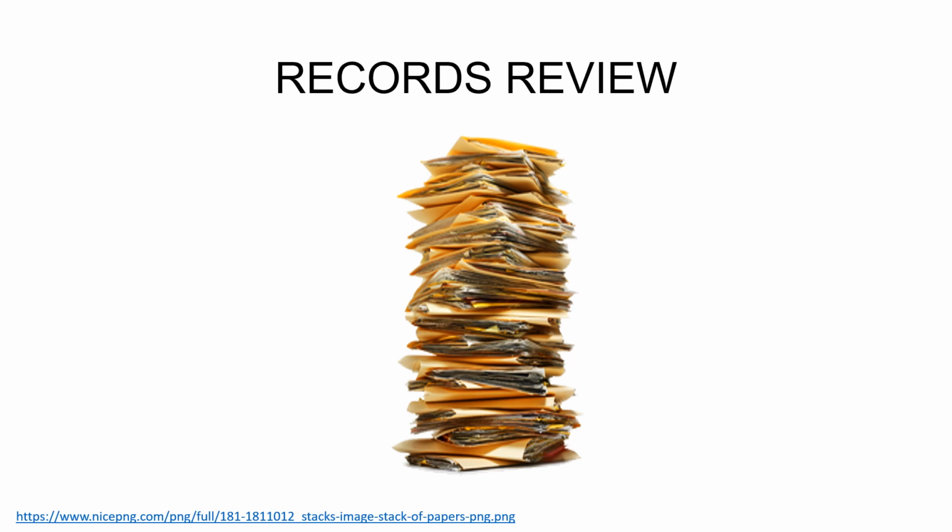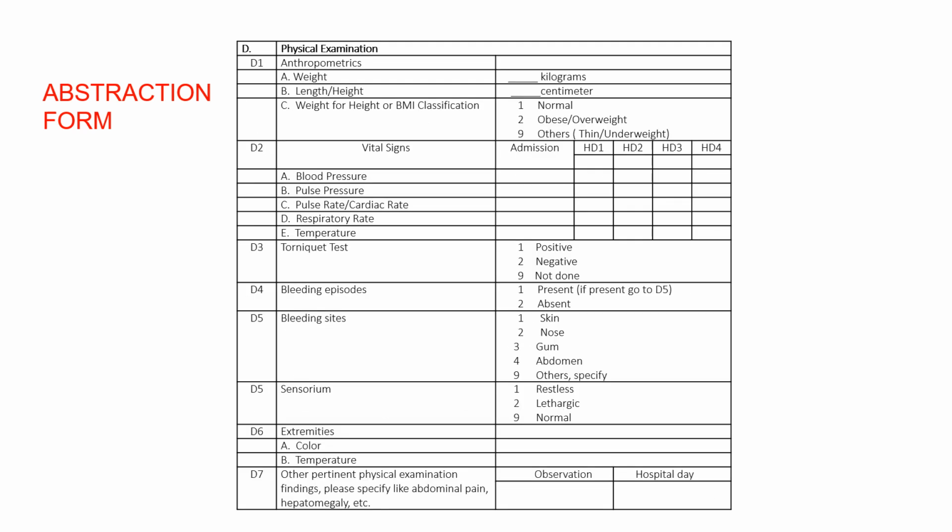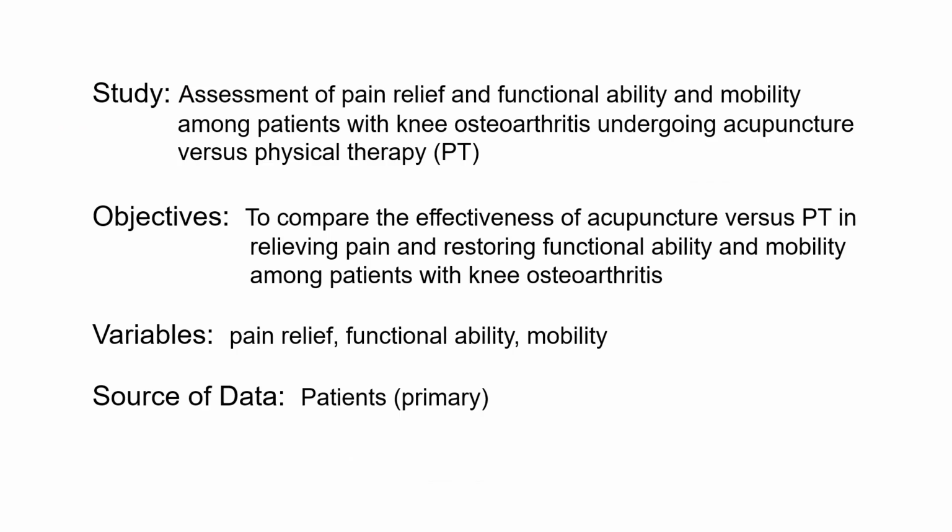For records review, the tool is an abstraction form. This is an example of an abstraction form from a study on dengue hemorrhagic fever. This study on the comparative effectiveness of acupuncture versus physical therapy among patients with knee osteoarthritis provides a summary on the four basic questions in the data collection process.